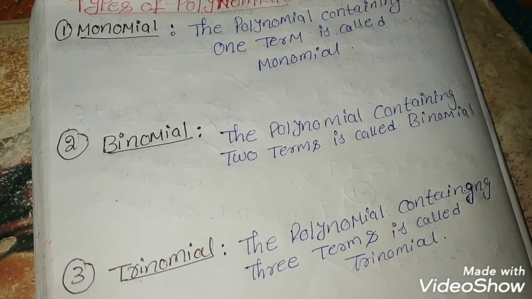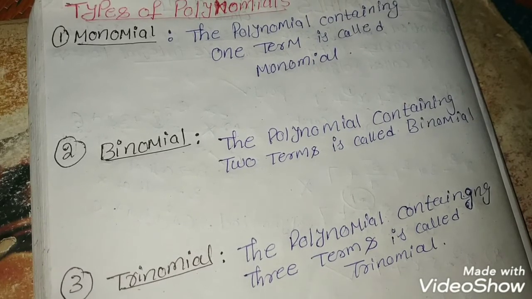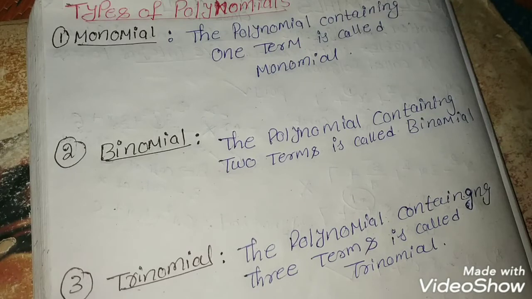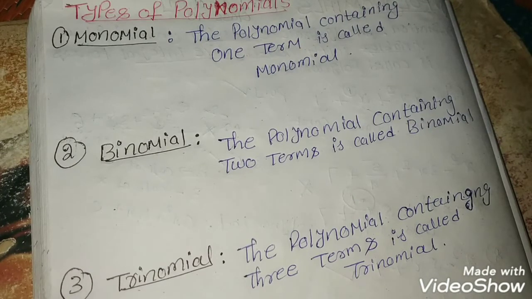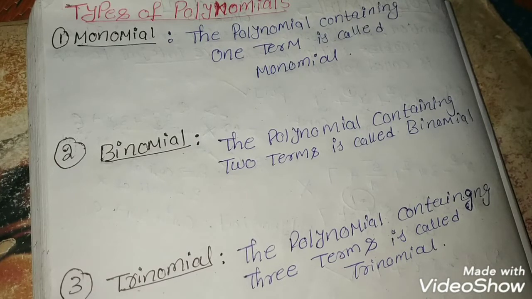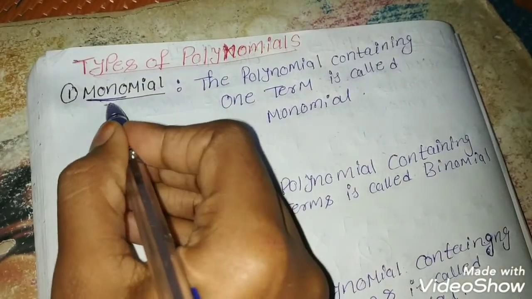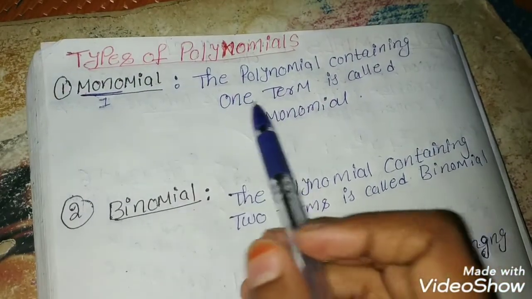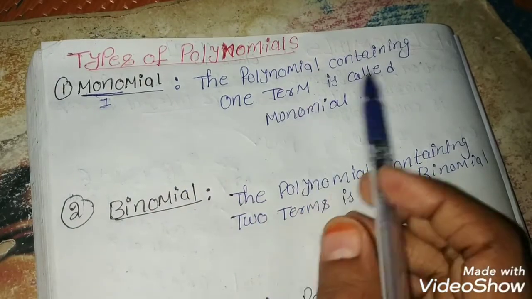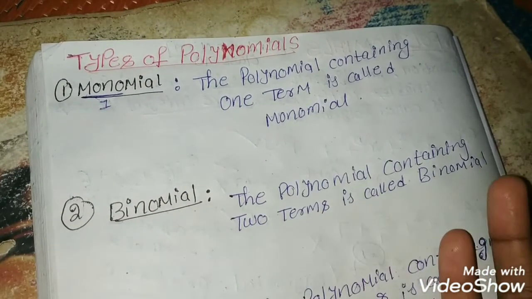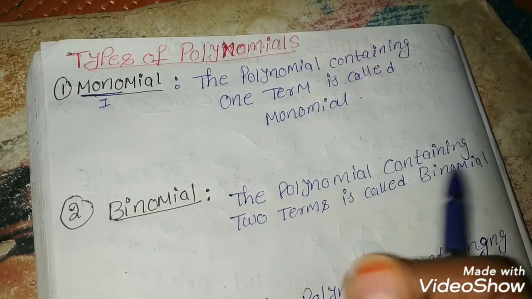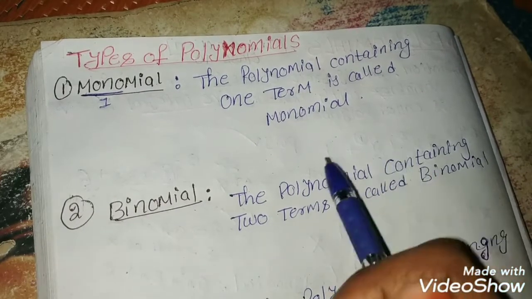So, types of polynomials. This is a classification on the basis of the number of terms. Okay, we cannot say how many types we have, but this must be a classification on the basis of the number of terms. Let's check. The first one is monomial. In that name itself we have mono. Mono is nothing but 1. So what is the definition of the monomial? The polynomial containing one term is called a monomial. If we have one term in the polynomial, then that is called a monomial.